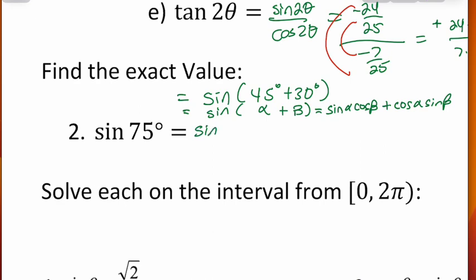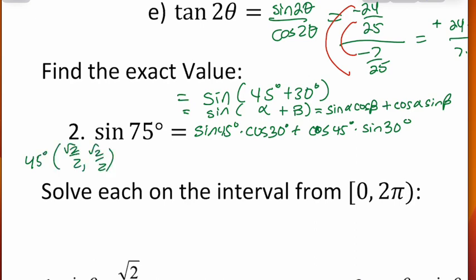So it's going to be the sine of 45 times the cosine of 30 plus the cosine of 45 times the sine of 30. Now, hopefully the first quadrant is in your brain from the unit circle. And at 45 degrees, the point is square root of 2 over 2, square root of 2 over 2. At 30 degrees, the point is square root of 3 over 2, 1/2. So let's plop in the appropriate information.